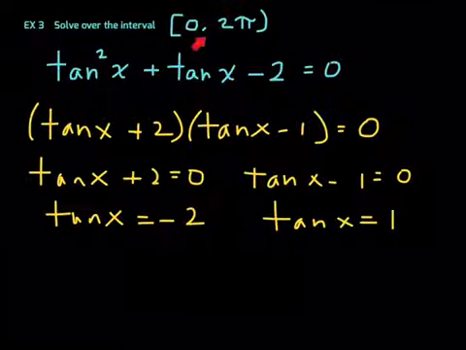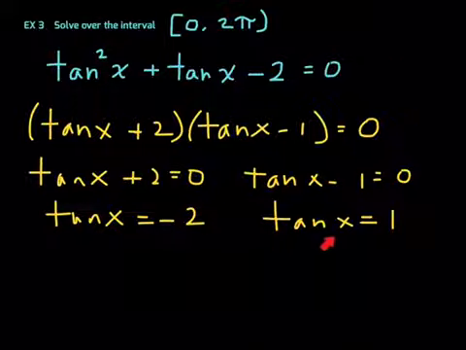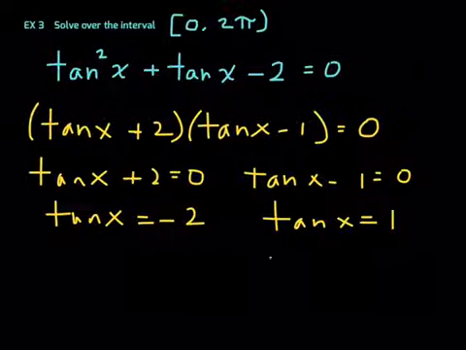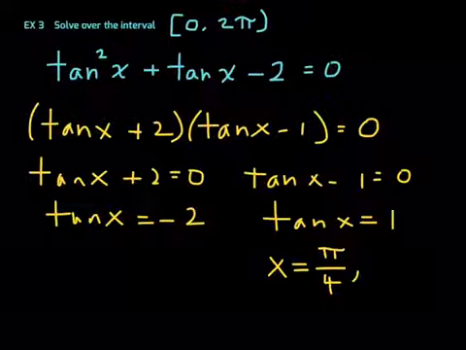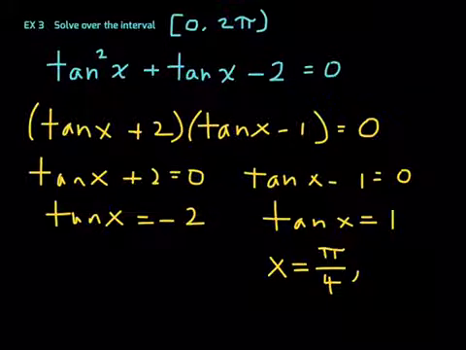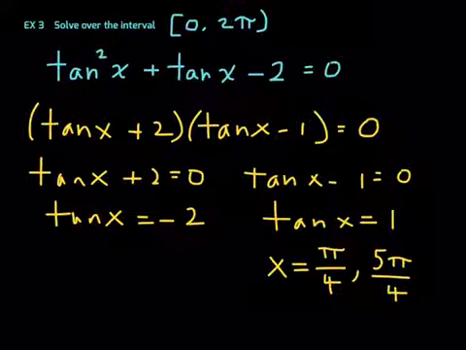Between 0 and 2 pi, tangent is positive in quadrants 1 and 3. So this statement's going to have 2 solutions, one of them in quadrant 1 and the other one in quadrant 3. Because you and I know our unit circle so well, we know that if x is pi over 4, then tangent of x would be 1. In quadrant number 3, since pi over 4 is our reference angle, it would be 5 pi over 4. Okay? So these are the 2 solutions for this statement. Tangent of x is equal to 1.